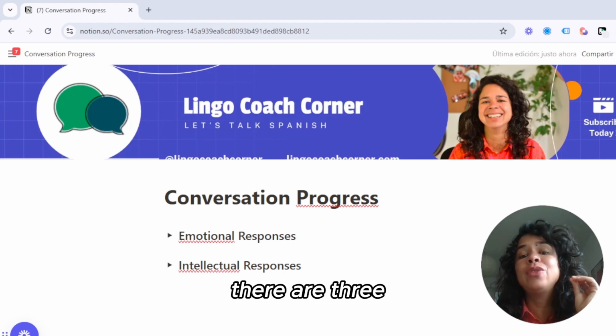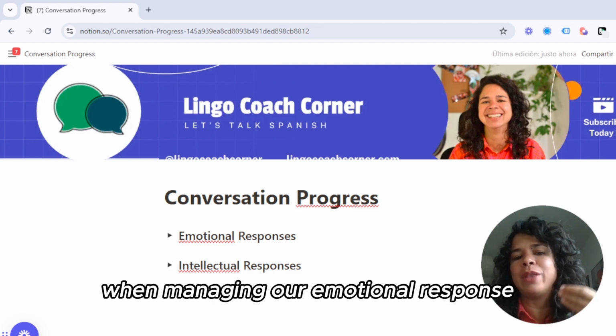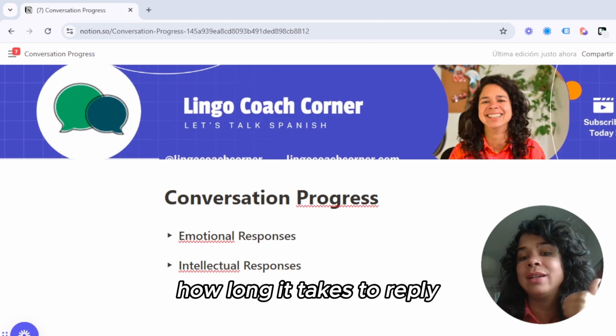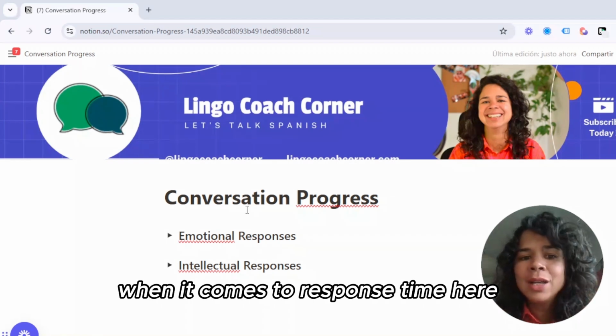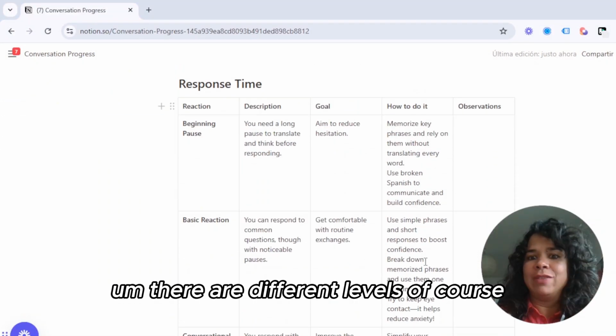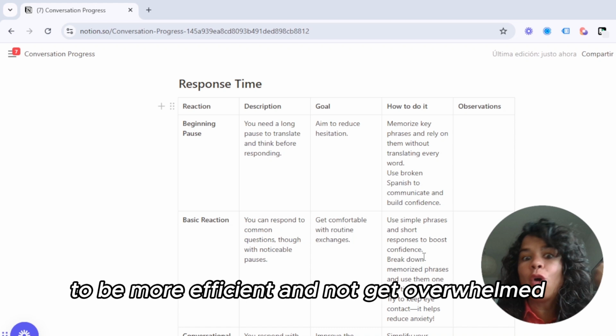Now, there are three key things to pay attention to when managing our emotional response: how long it takes to reply, how confident we sound, and how spontaneous we are in the interaction. When it comes to response time, there are different levels, of course, and we can definitely work on them separately to be more efficient and not get overwhelmed.